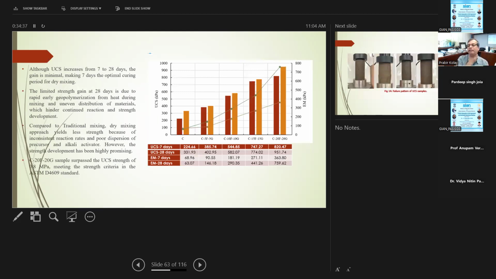UCS strength over here is for different combinations. You can see the values here, and then how the modulus of plasticity is changing for 7 days and 28 days. The first column is 7 days, then 28 days. This one is 7 days and 28 days, not much difference. This is also not much difference, as I mentioned earlier. And then also how the UCS elastic modulus is going to change with different combinations. C is the pure clay, and this is fly ash plus GGBS, 5%, 10%, 15%, and 20% fly ash, 20% GGBS.